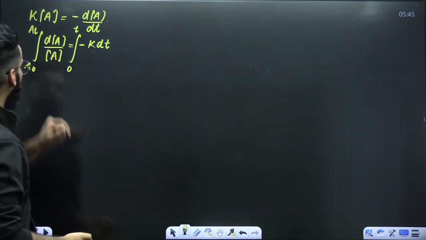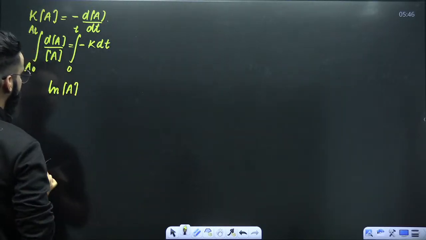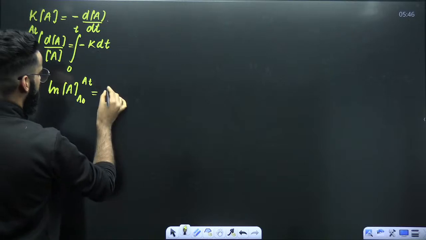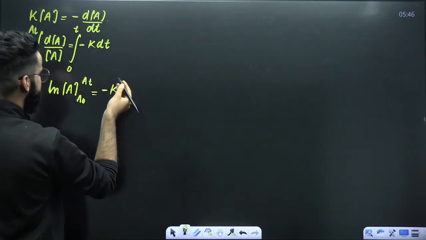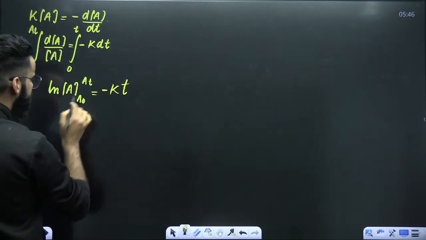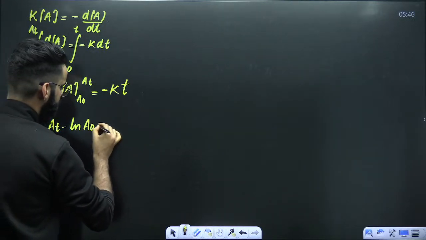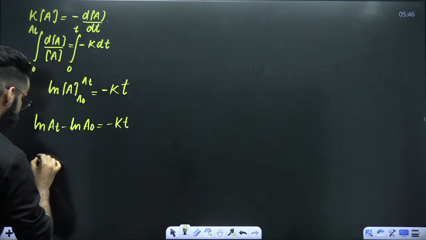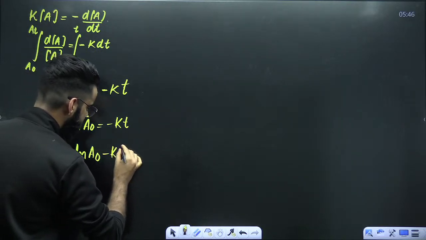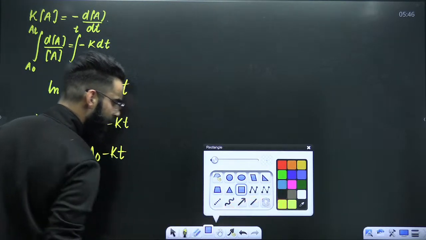In a similar way, the integral of dA divided by A is just going to be ln of the concentration of A, under the limits A0 to At. And on the right side, minus k will come out, and the integral of dt is t, so it's going to be minus kt. Now give the upper limit and the lower limit: ln of At minus ln of A0 is equal to minus kt, or you can write it as ln of At is equal to ln of A0 minus kt. Well, this is the first way of writing the integrated rate equation for first order reactions.